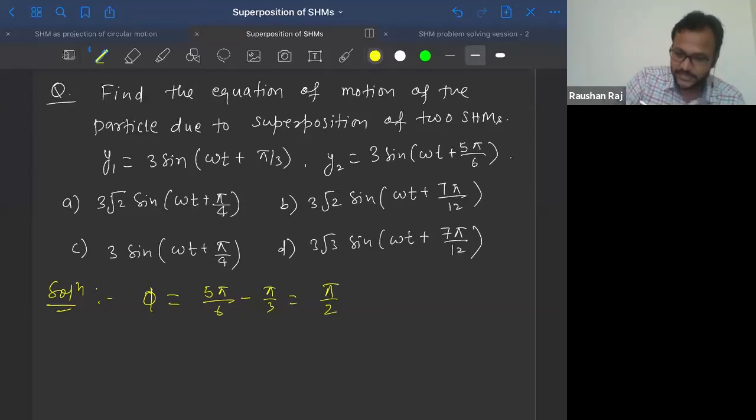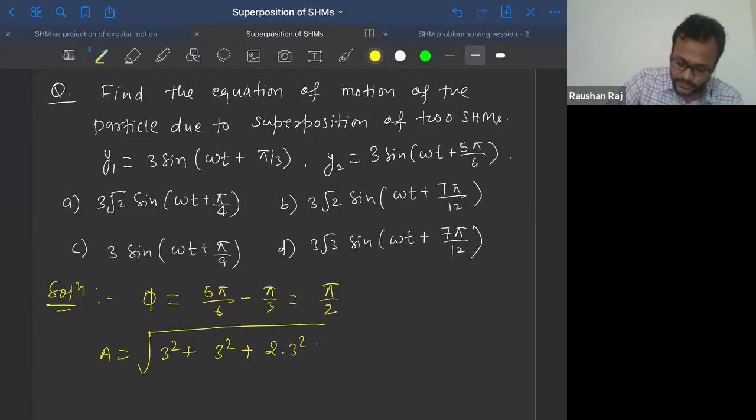You can solve this using the LCM of 6, but in a hurry, a few things you understand in a better way like this one. So phi will be pi by 2. Got it. Now, what is the resultant amplitude? Square root of A1 square, 3 square, plus A2 square, 3 square, plus 2 A1 A2, that means 3 square into cos of angle pi by 2. No problem. Cos pi by 2 is 0. So this term will be 0. Square root of 3 square plus 3 square is what? 2 into 3 square, square root. That means 3 root 2.